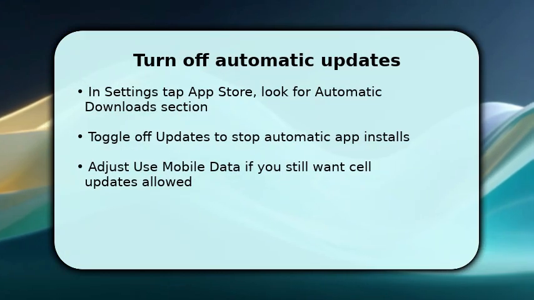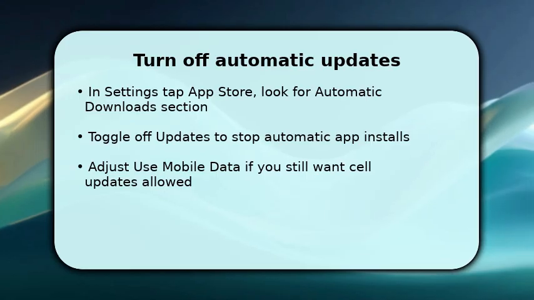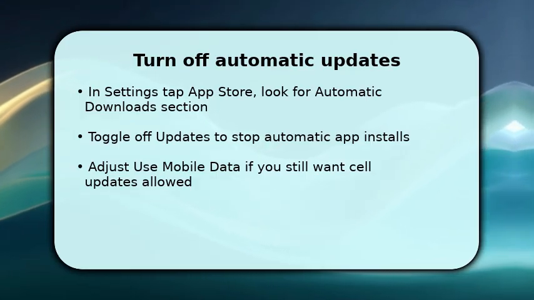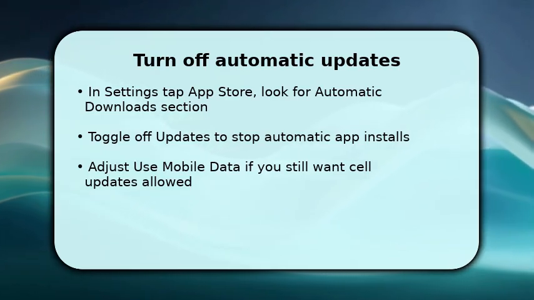Inside App Store, locate automatic downloads and focus on the update switch. You'll tap the toggle to turn automatic app updates off. This prevents apps from installing without your permission and helps save battery and data.